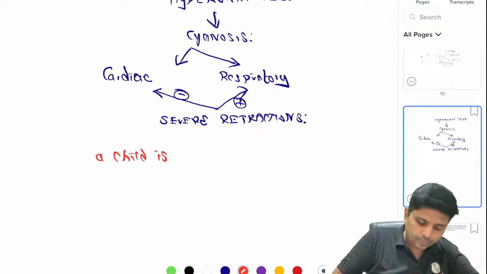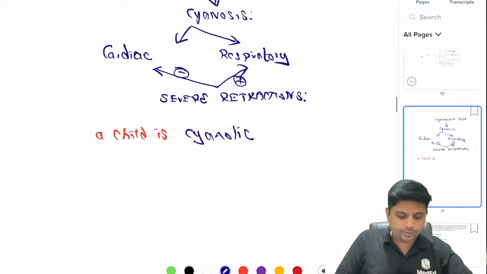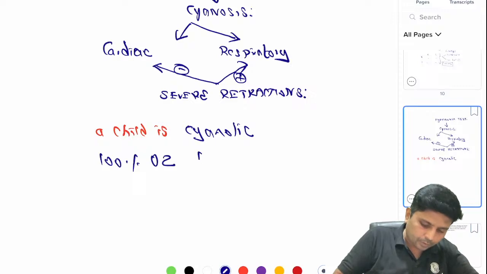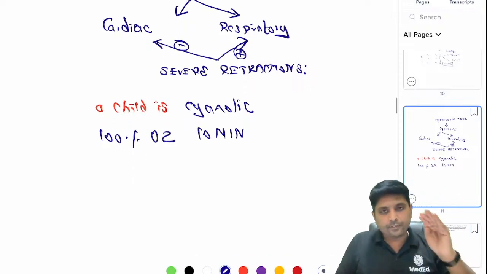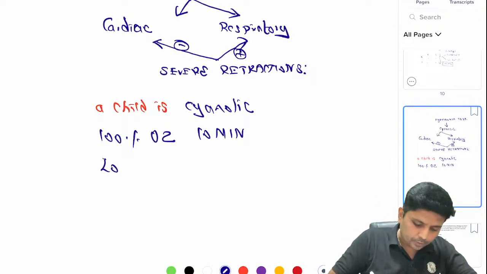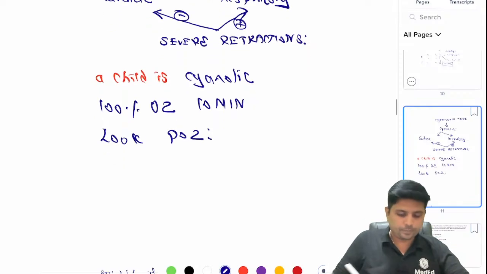A child is cyanotic. You give 100% oxygen for about 10 minutes. After giving 100% oxygen, look for PO2, the partial pressure of oxygen.